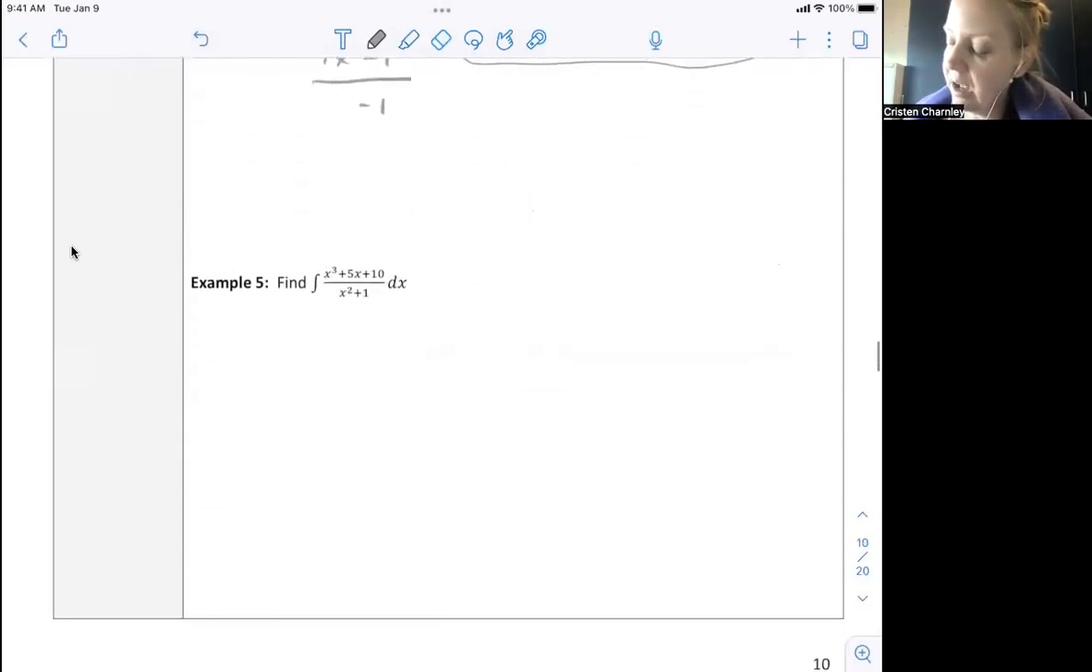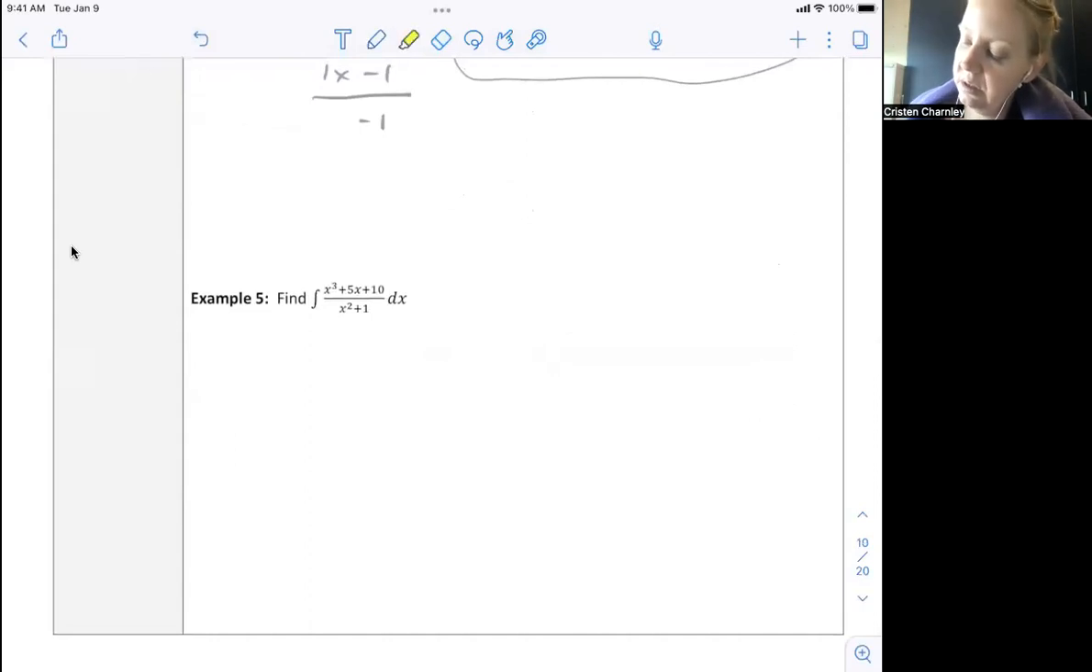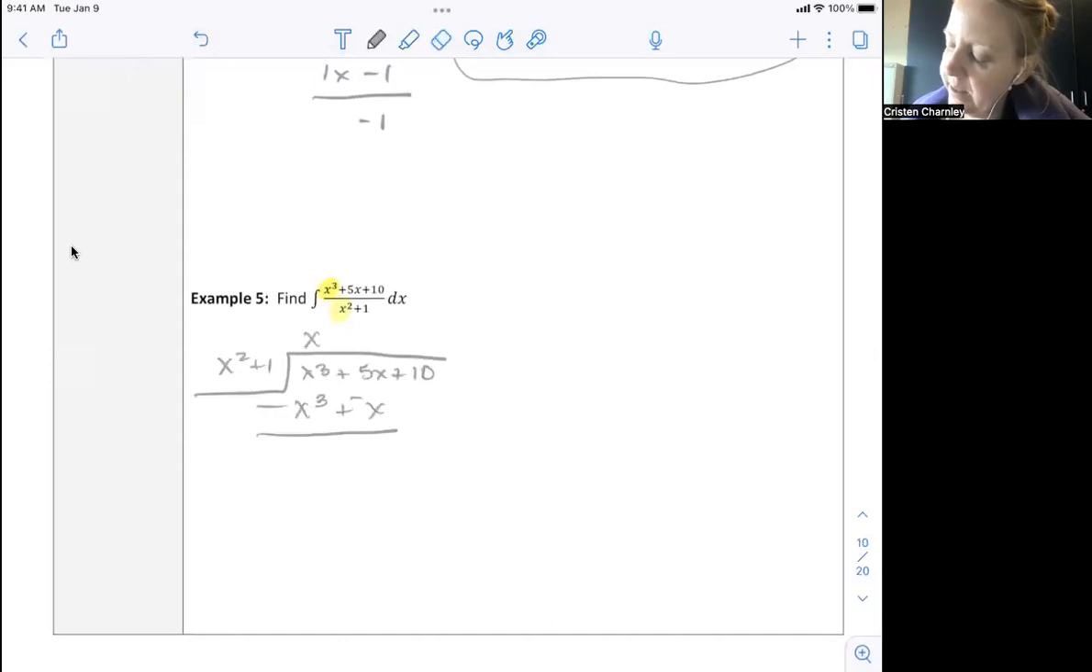Example 5 is a little bit longer, but let's try it out. Check your powers in the front. I've got x cubed over x squared, so this should work. X squared plus 1 over x cubed plus 5x plus 10. Make that a little shorter. So this will be x, multiply through. We've got x cubed plus x. I subtract those things, 4x plus 10.